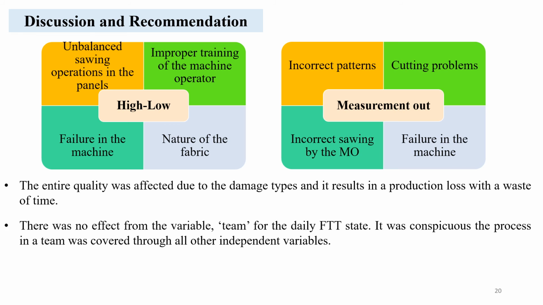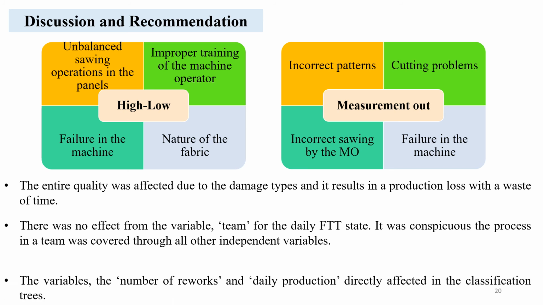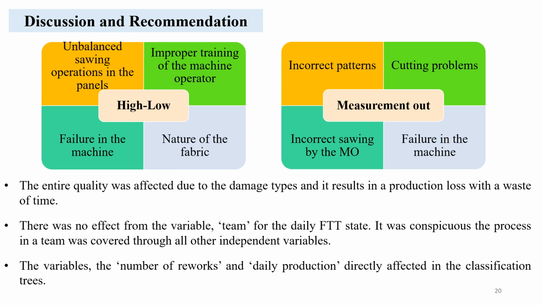Moving on to the next, there is no effect from the variable t for the daily FTT state. It may be due to the variable t representing all the other independent variables. As the equation of the daily FTT state represents, there is a direct impact from the number of reworks and the daily production on the daily FTT. And it's also confirmed by the nodes of the classification tree.